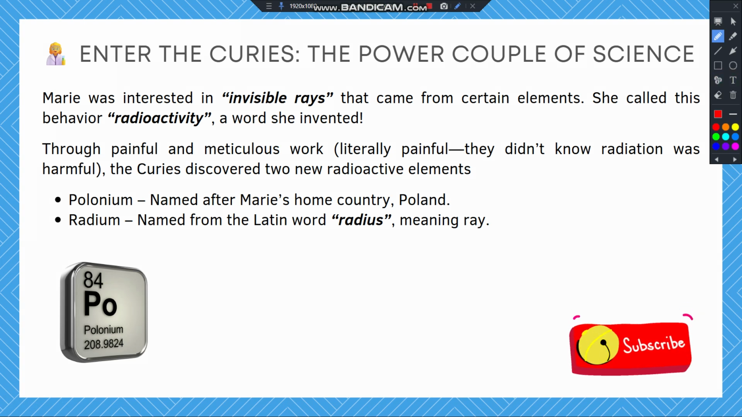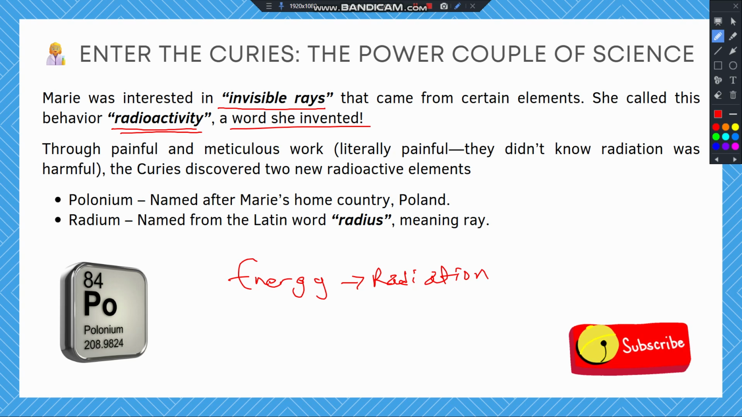So Marie in particular was interested in these invisible rays that were projected by radioactive atoms, and she called this behavior radioactivity. Remember, we defined it to be the process through which unstable atoms release energy in the form of radiation. So the first person to actually use that word when she noticed this behavioral pattern by some atoms was Marie Curie, and she called it radioactivity. It was a word that she invented.